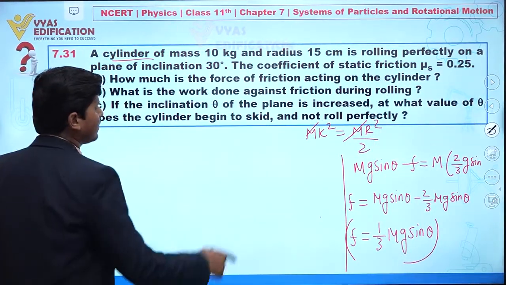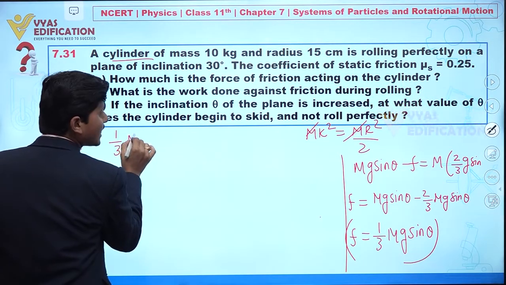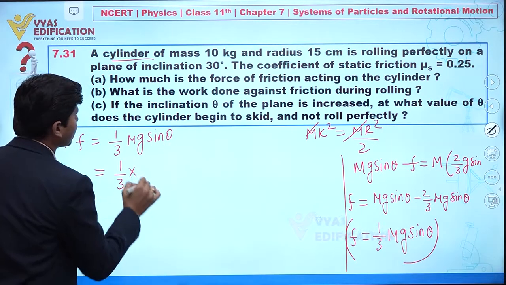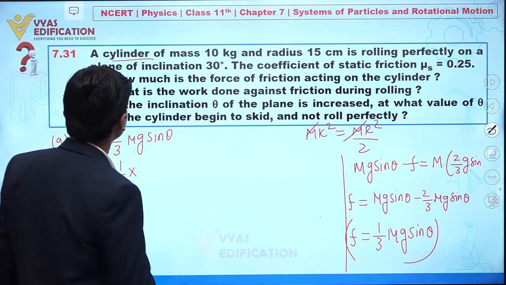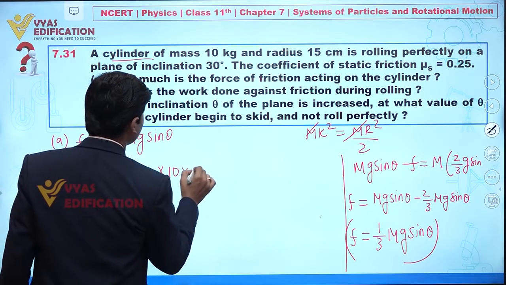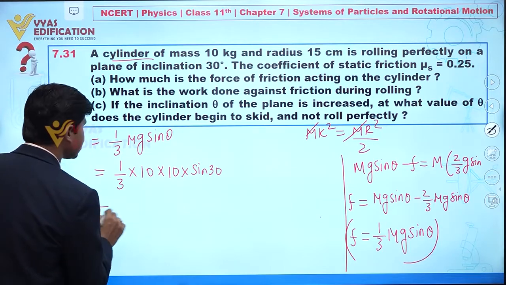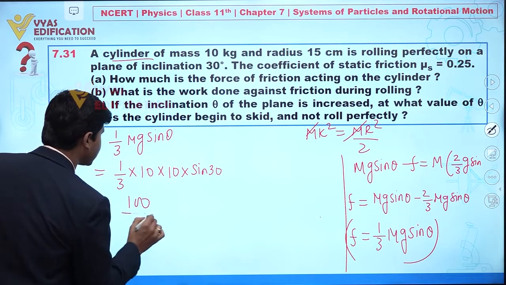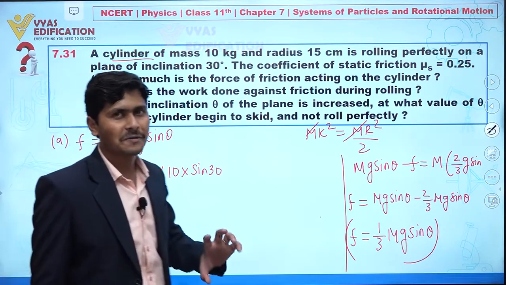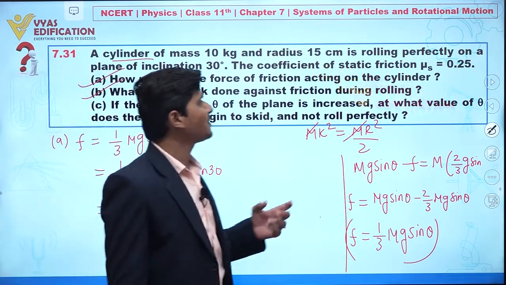Now if I am talking about part A, friction force F is given by 1 by 3 mg sin theta. The value of m is given as 10, g is 10, and the angle of inclination is given as 30 degrees. So sin 30 is 1 by 2, so friction force is 100 by 6 Newton. This is the value of friction force we have. Now the second part: what is the work done against friction during rolling?